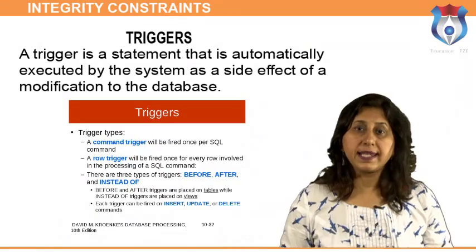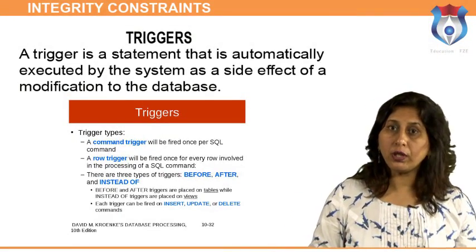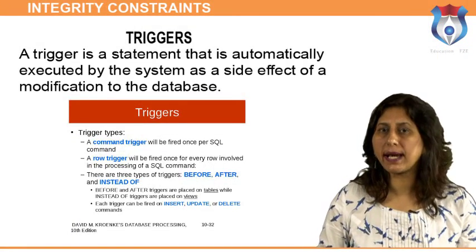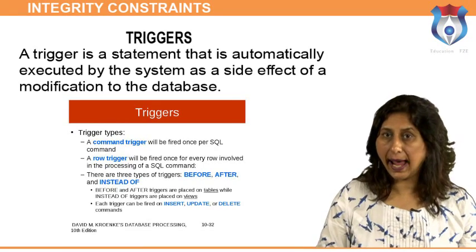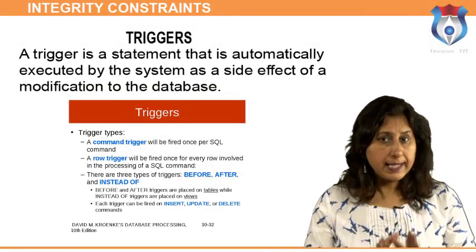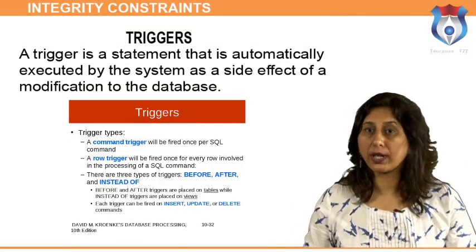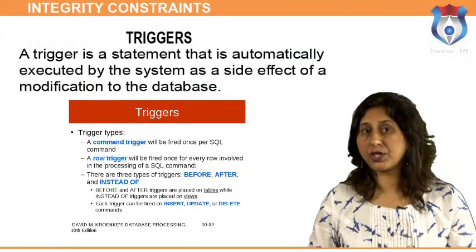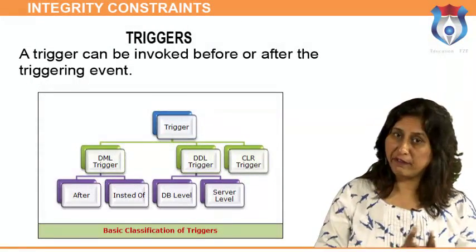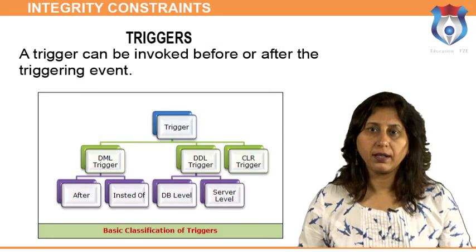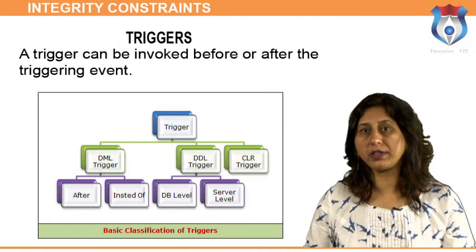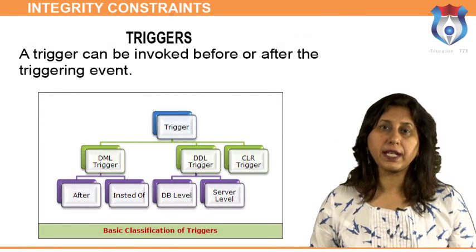Triggers. Several existing systems have their own non-standard trigger features. A trigger is a statement that is automatically executed by the system as a side effect of a modification to the database. We need to specify the conditions under which the trigger is executed, and specify the actions to be taken by the trigger. A trigger can be invoked before or after the triggering event. The triggering event specifies before or after which operations on the table the trigger is executed.